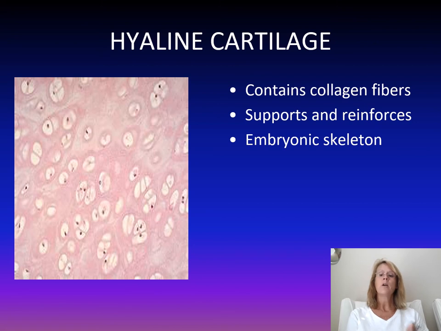But over time, our embryonic skeletal cartilage gets replaced by the bone that makes up our skeleton. But we do keep some of this cartilage in our joints. It's what we call articular cartilage, and it helps keep our bones from rubbing up against each other. We also have this cartilage in our rib cage. Our ribs have to be able to open and close, and so they have to be able to stretch, they have to be able to flex.